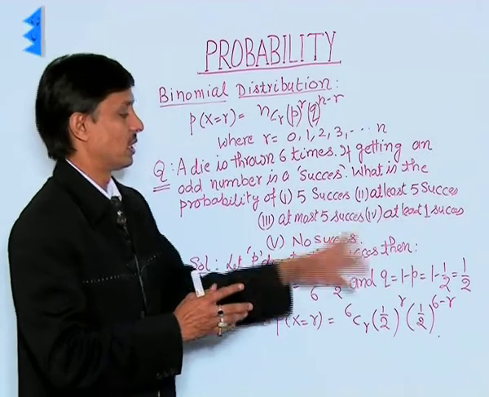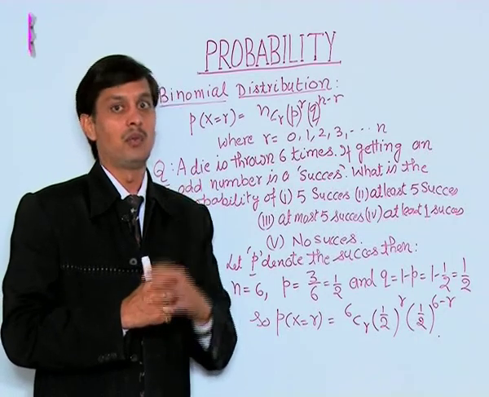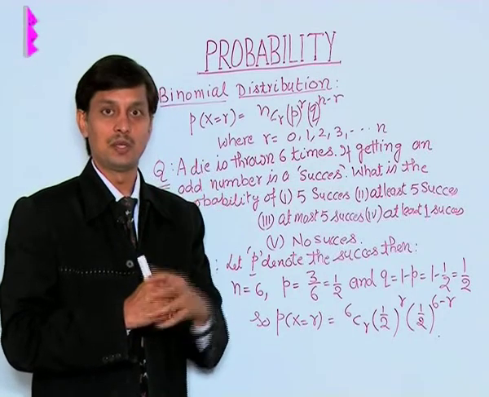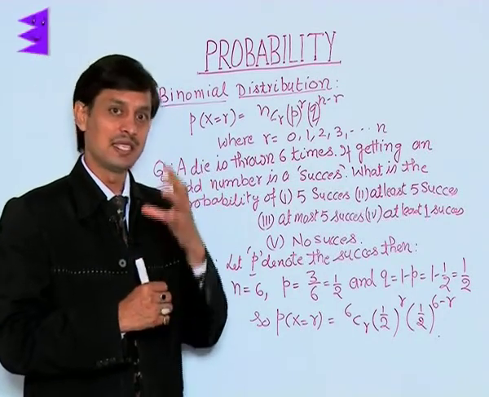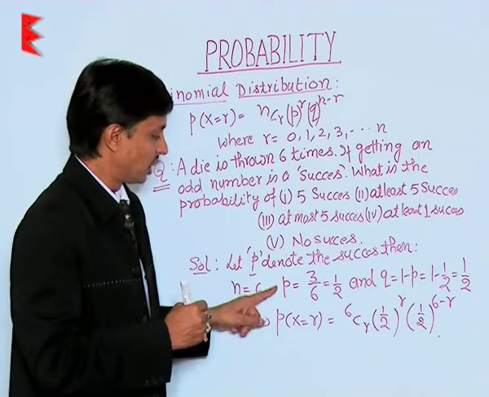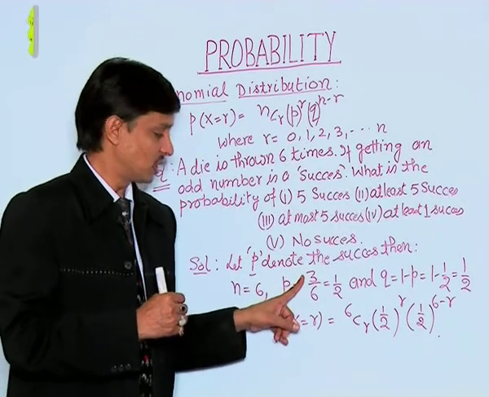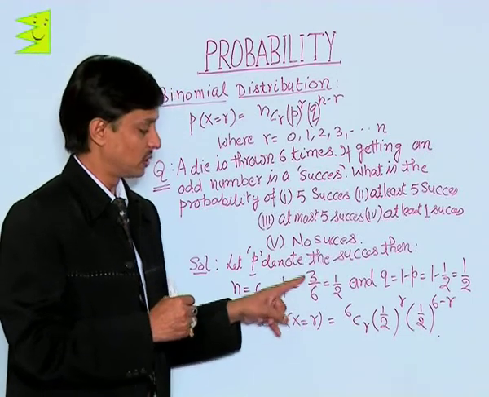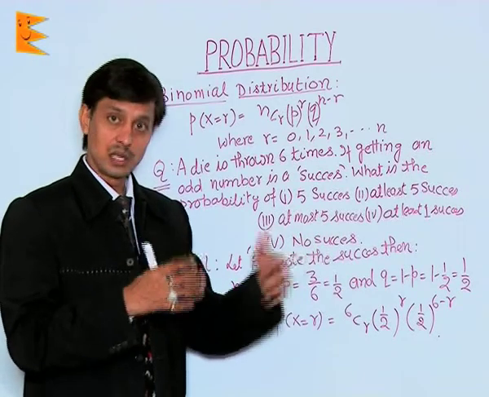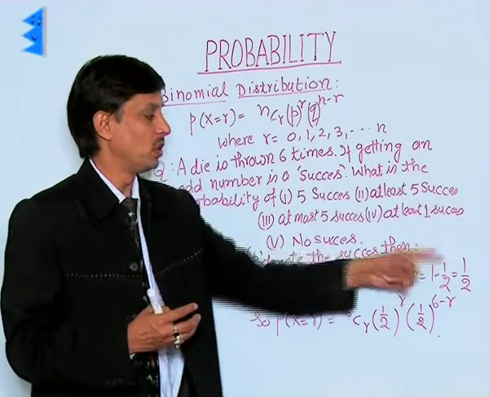Let p denote the success, that is, p is the probability of occurrence. In one roll of the die, we obtain 6 situations: 1, 2, 3, 4, 5, 6. The total number of cases is 6. Out of these 6, 1, 3, 5 are odd. So, we can say the probability of success, that is p, is 3 favorable situations, odd numbers, out of 6. So, 3 by 6 becomes 1 by 2. And q is the non-success. q is what? 1 minus p, that is 1 minus 1 by 2, which is half.